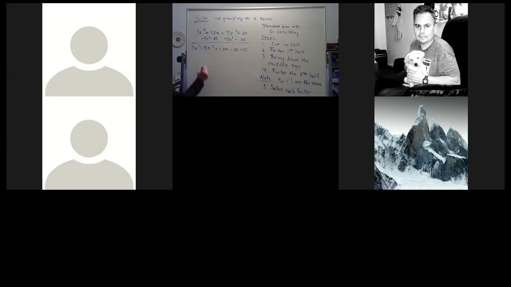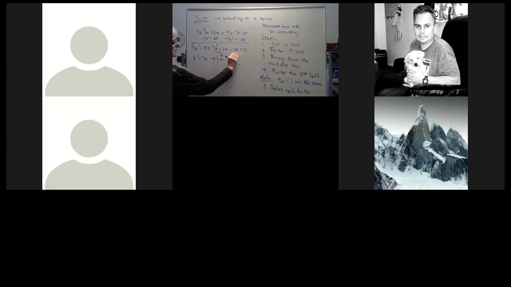Okay, I'm going to cut it in half again. And then what can we pull out of the first half? Well, the 3x cubed and the 5x squared have an x squared in common. That's going to leave me with 3x minus 5. I'll bring down the sign, which in this case is a plus. Again, that's that middle sign coming straight down.